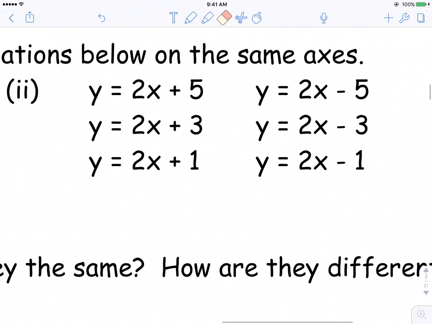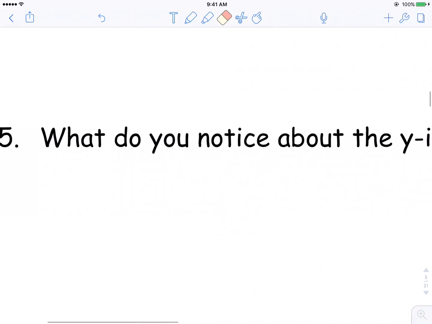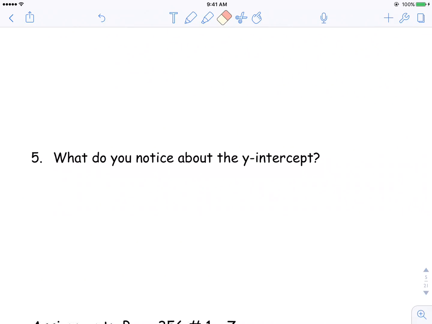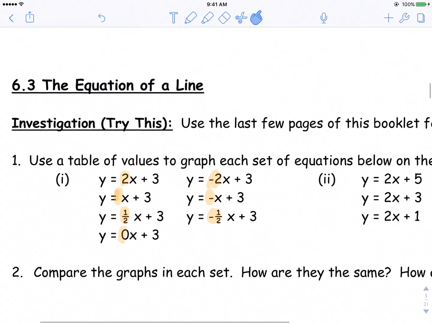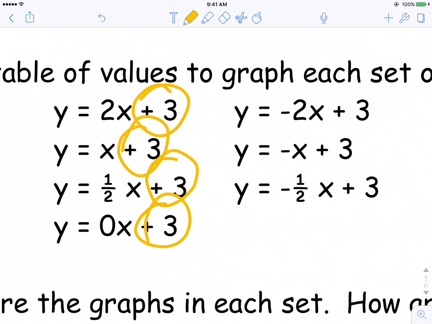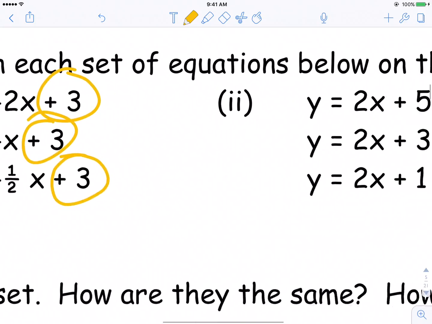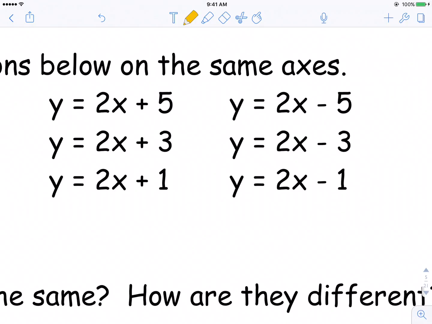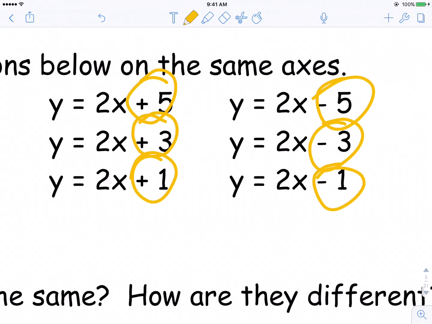Question 5. What did you notice about the y-intercept? What did you notice about where those graphs crossed the y-axis? So back to our first set, looking at the graph, you would notice that they all cross the y-axis at the same place. That place happened to be right at 3. And what's same about all of these equations? Well, they all have this +3. On the second set, you would have noticed they all cross the y-axis at different places. What's different about all of these equations? Well, all of these parts of the equation.